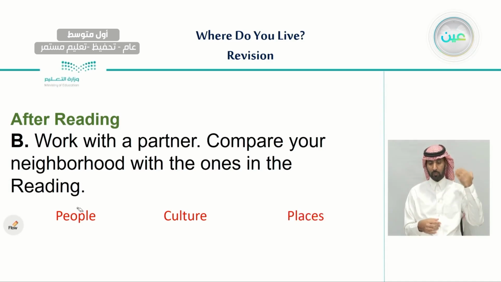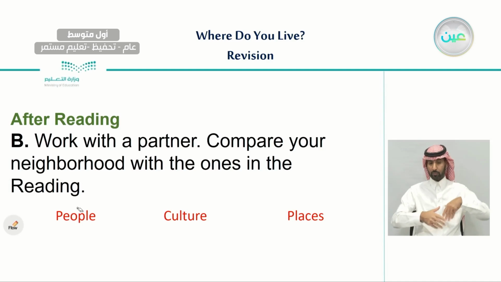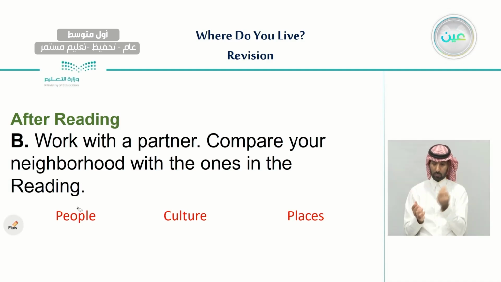For example, your neighborhood is multicultural, or it has only one culture. And also, we talked about places, and we read about those 2 neighborhoods and their places. They said that we have a lake, and we have a park, and we have a museum. So what about your neighborhood? Does your neighborhood have the same things or not? So this was an interesting exercise we did last time, comparing the places, the culture, and the people we have in our neighborhood with the neighborhoods we have read about.